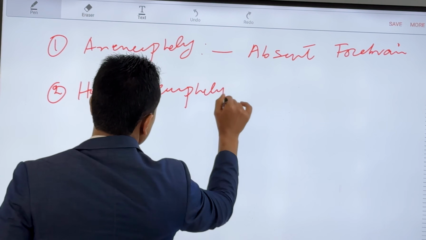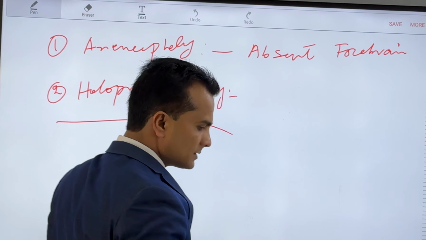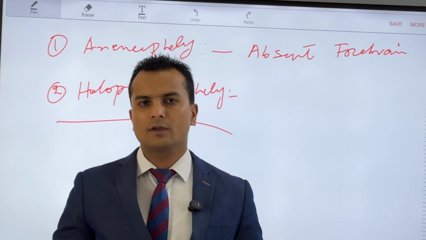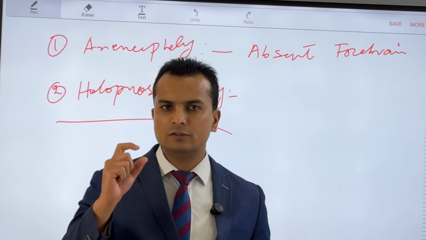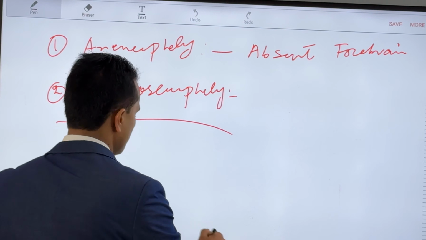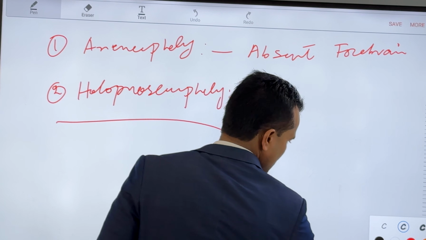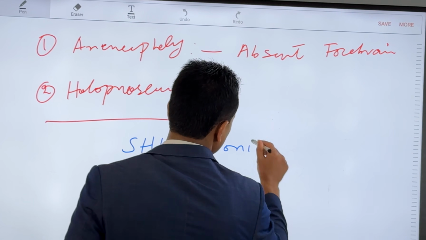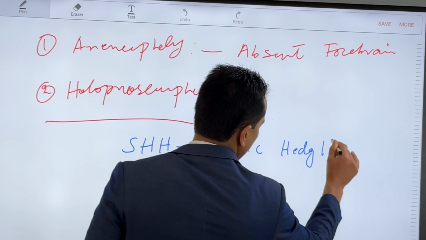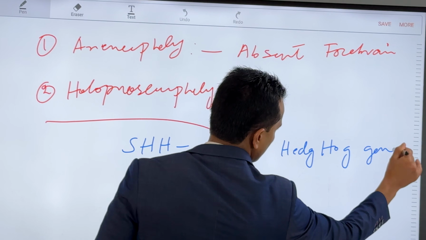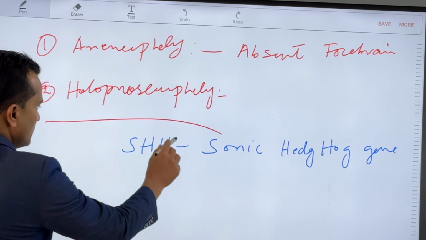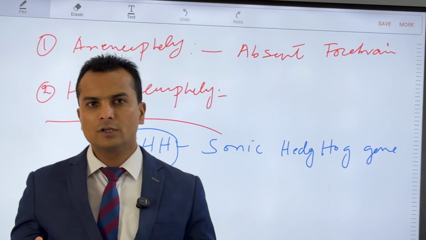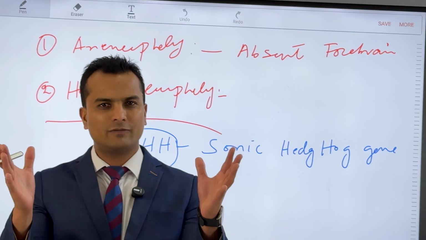What is holoprosencephaly? We have to understand that holoprosencephaly is basically due to mutations in some genes like the SHH genes, sonic hedgehog gene mutations. If there are mutations in these genes, what will be the complications? There will be no separation of the prosencephalon structures.